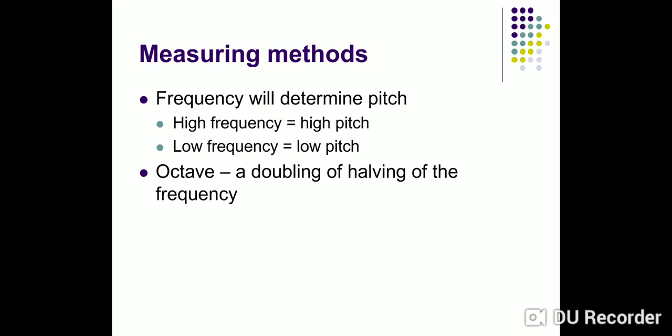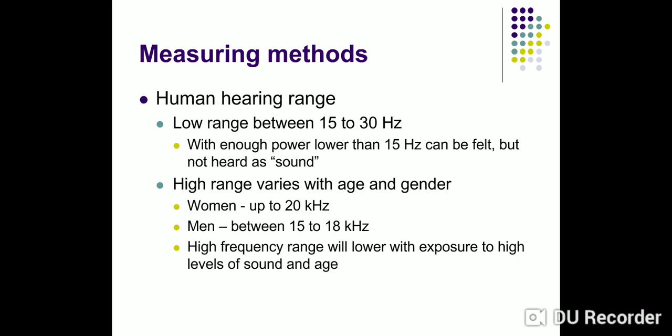Frequency determines pitch, depending on high frequency and low frequency. See here, high frequency means we observe high pitch and low frequency means we observe low pitch. Therefore, an octave means a doubling or halving of the frequency. Octave depends on the nature of frequency.